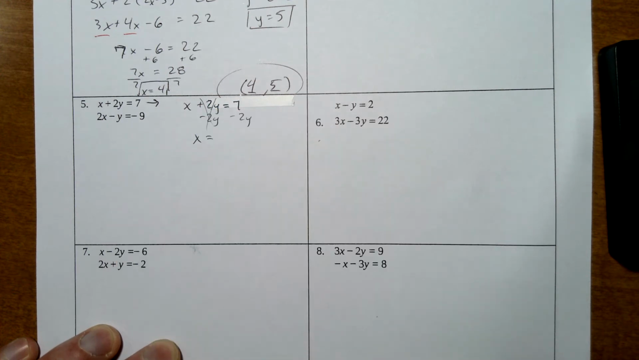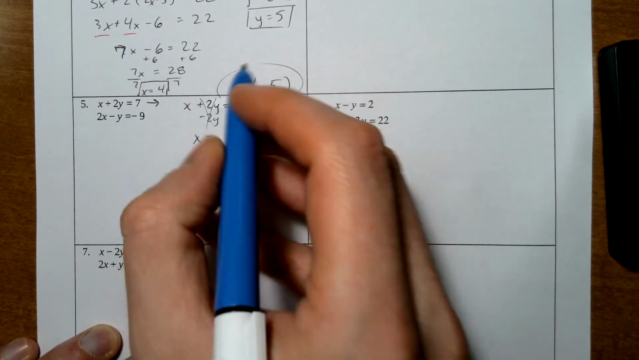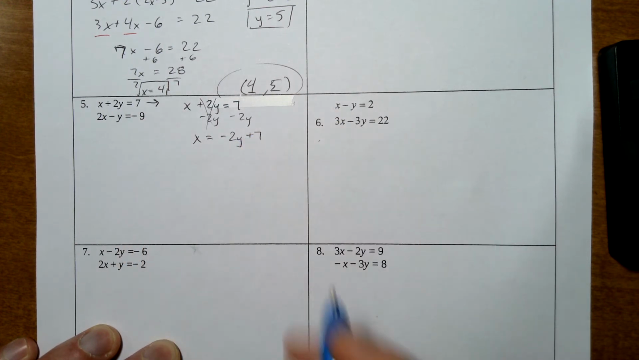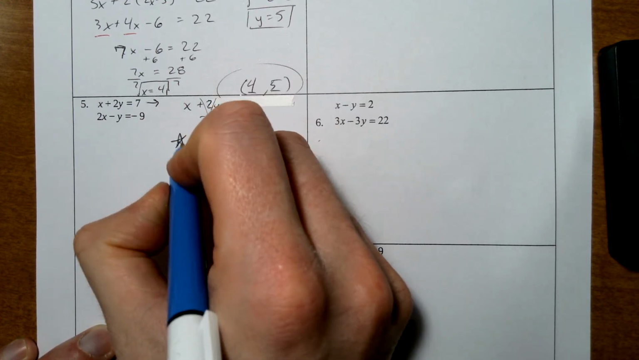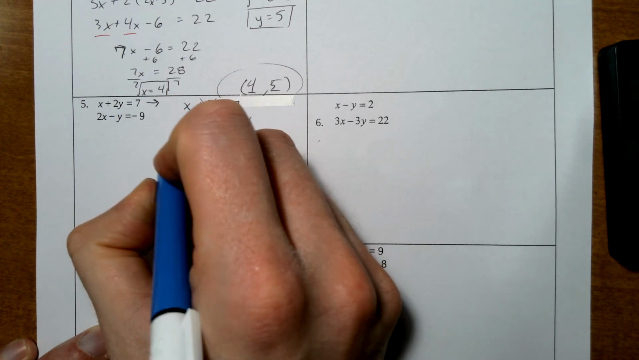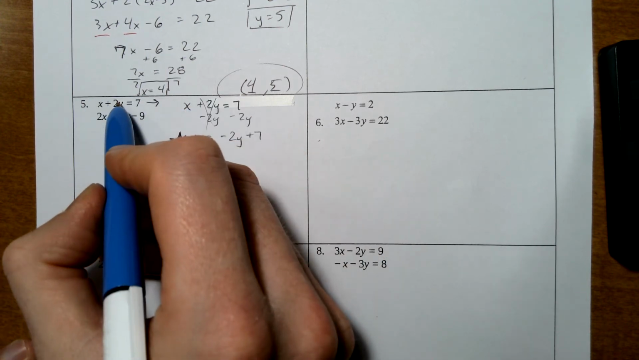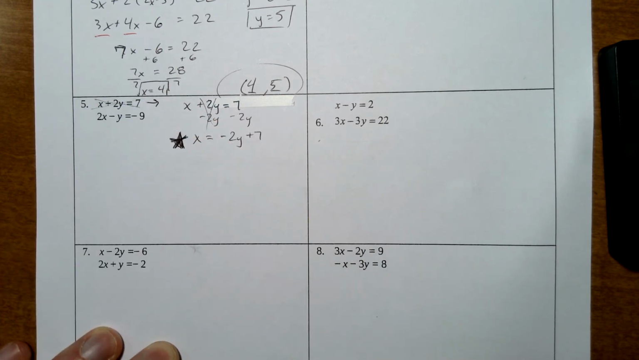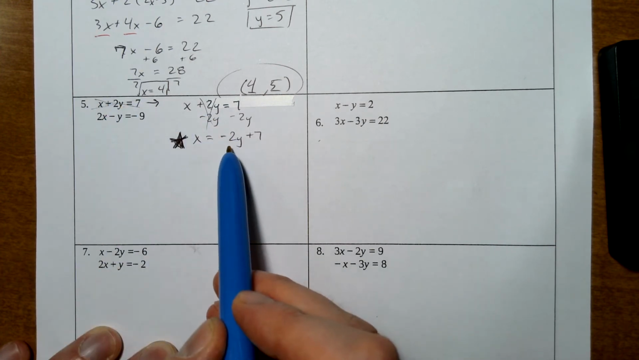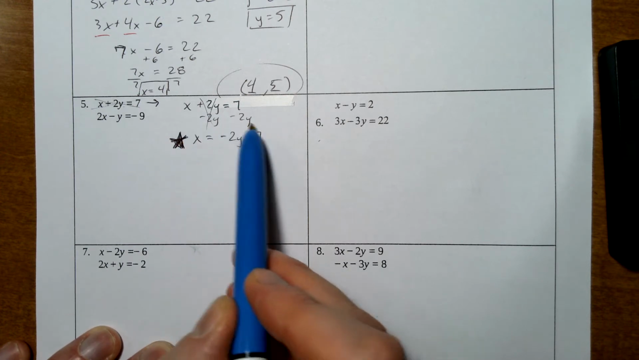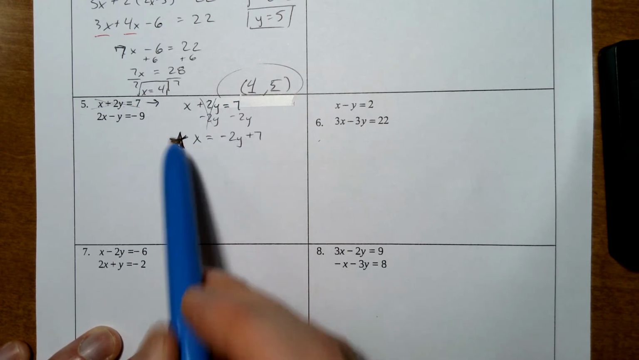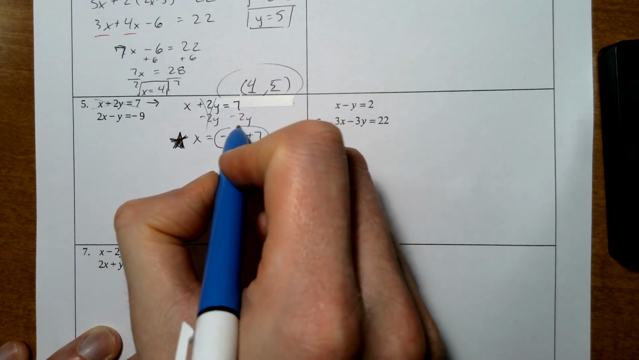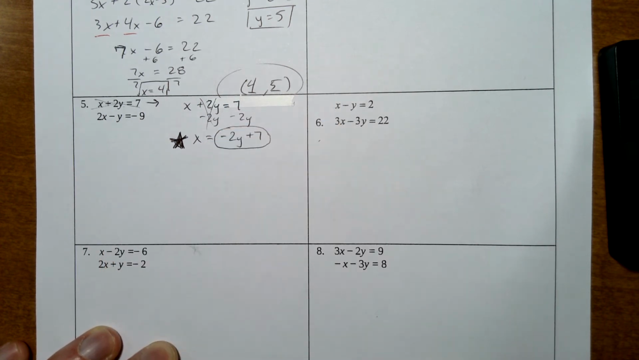And you're typically going to see the variable first. So I'm going to say negative 2y plus 7. Now this is my star equation. And it's replacing this equation. So I'm going to ignore this for a moment because it is equivalent to this. And I like the way this is written better because it's written as a star equation. I'm going to circle the expression on the other side of the equal sign.